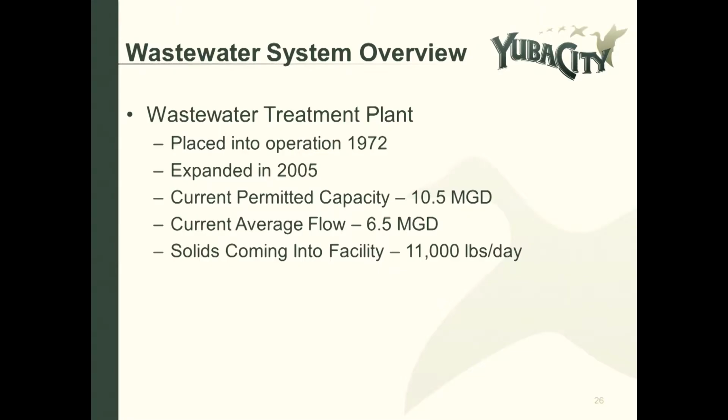Moving on to the wastewater treatment plant. It was placed into operation in 1972, expanded in 2005. The current permitted capacity is 10.5 million gallons per day, and our current average flow is about 6.5 million gallons per day, with solids coming into the facility of approximately 11,000 pounds per day.